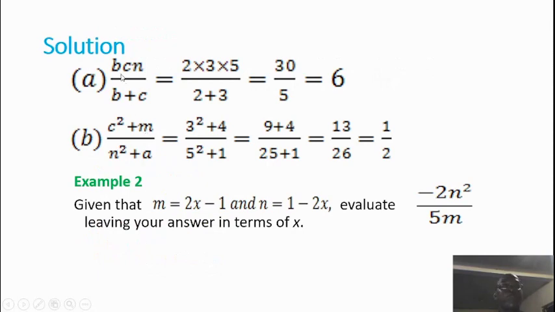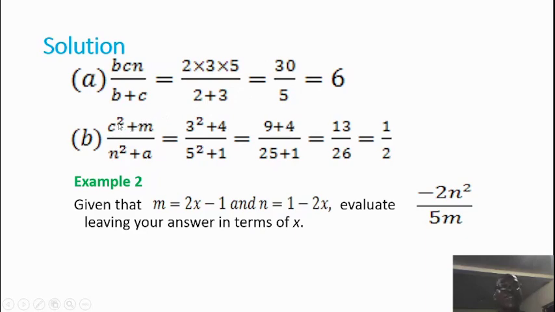We write the first one. bcn means 2 multiplying 3 multiplying 4, all over b plus c, which means 2 plus 3. So 2 multiplying 3 is 6, multiplying 5 is 30, and 2 plus 3 is 5. So 30 divided by 5 is 6. That's the result. We carry on.